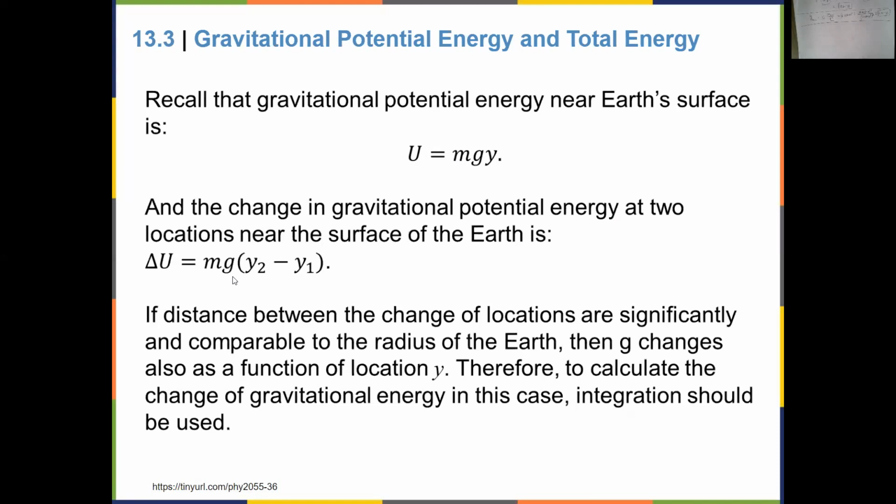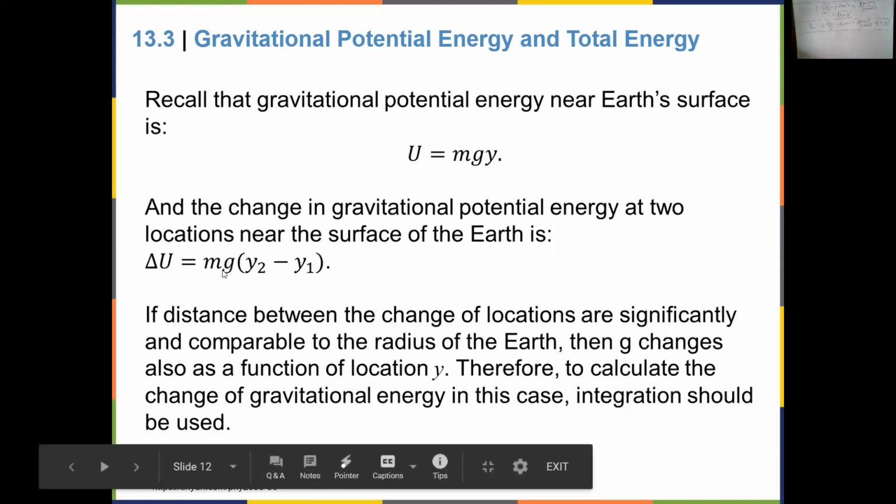Normally we say that g doesn't change when we change the position of the object vertically from y1 to y2. If, compared to the Earth's radius, the change between y1 and y2 is not significant, then we can assume g is constant. But as we learned earlier, g is equal to capital G, capital M divided by R squared. So if the change in y is significant, then R from location 1 to location 2 is different, and we cannot use g as a constant.